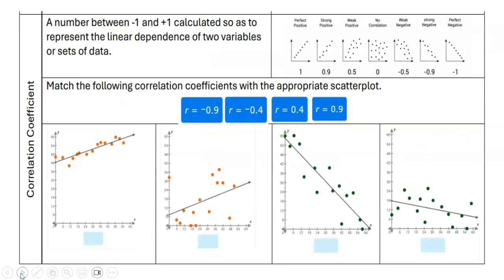All right, next up, how accurate that equation is at making a prediction can be determined using this thing called a correlation coefficient.